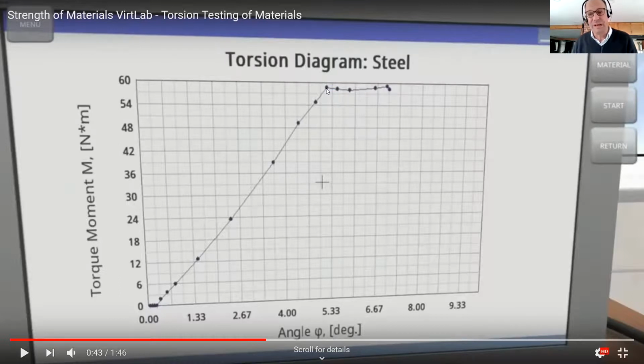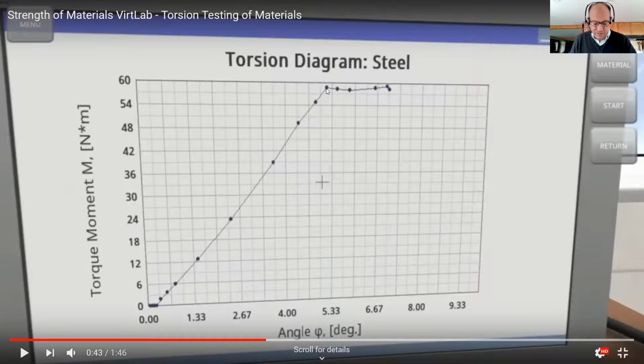Theta equals TL over JG. I think I've said that about 25 times now. But I know that you've all committed that to memory anyway. So A, you're going to find the polar moment of inertia. B, you're going to find out what the radius is.